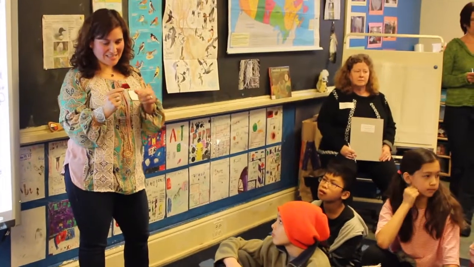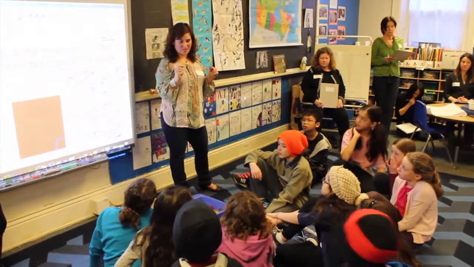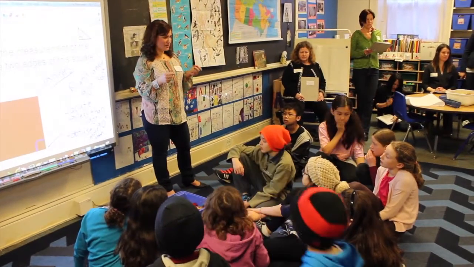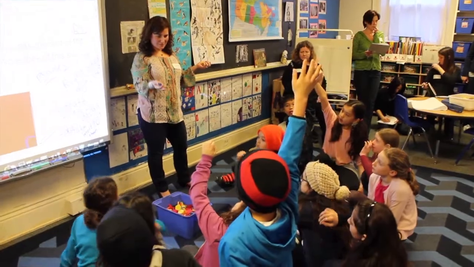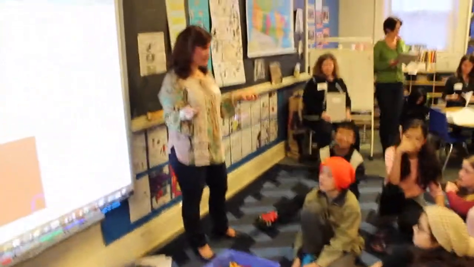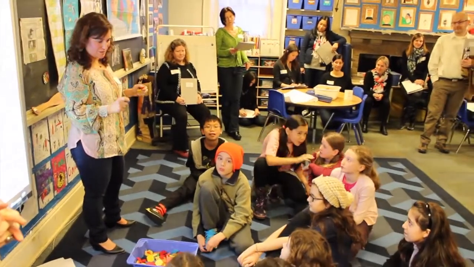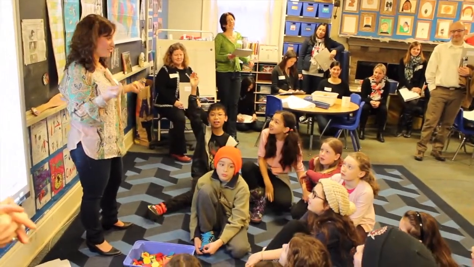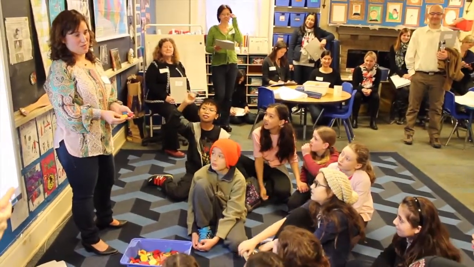Your task is to go back to your table and work with your partner to determine the exact measurement of each of the angles of each pattern block. So, what tool do you think you need to do that? I think it's called a protractor. A protractor. Yes, that would absolutely make your task much easier. But we're not giving you a protractor. The only thing that we are giving you is these pattern blocks.